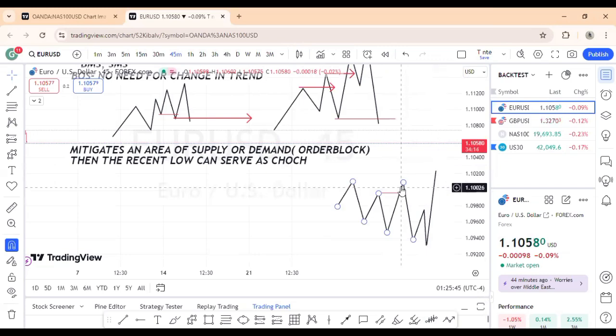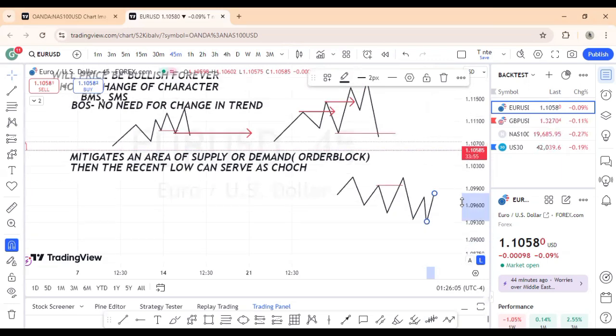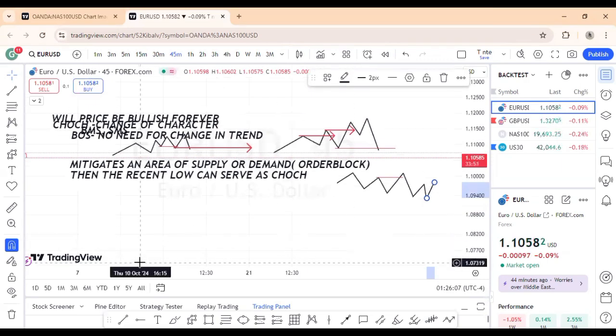But in cases where there's a supply or demand zone, then we use this recent high. So that is what you should pay attention to. Whenever you're looking at the market, always ask yourself: has the market hit a protected high? Has price hit an order block or area of demand or supply? What do we do about that? This is very, very important that you take note of.